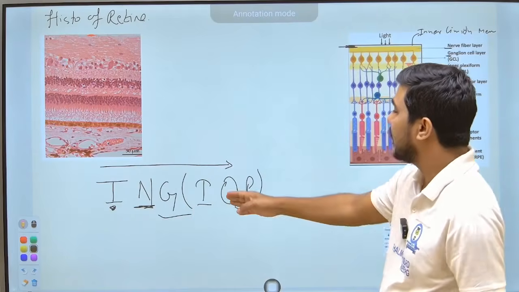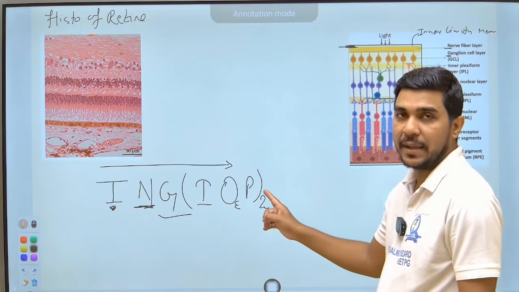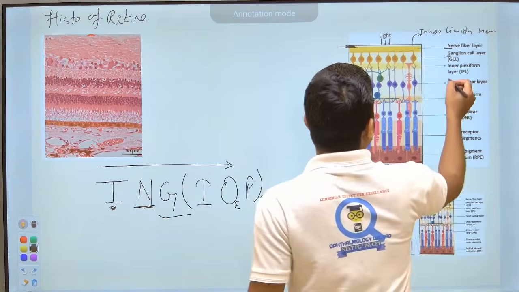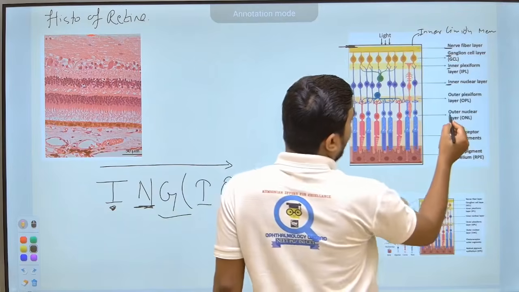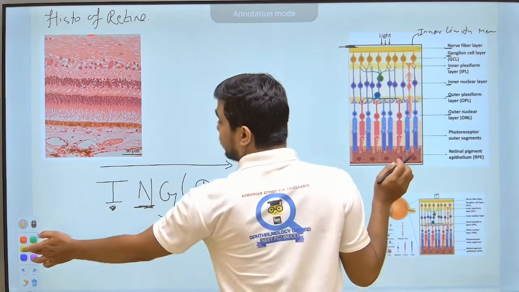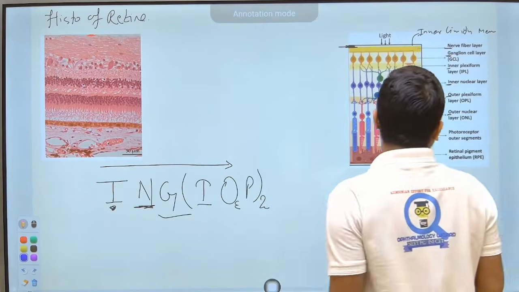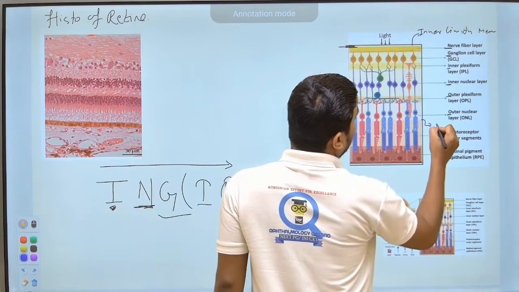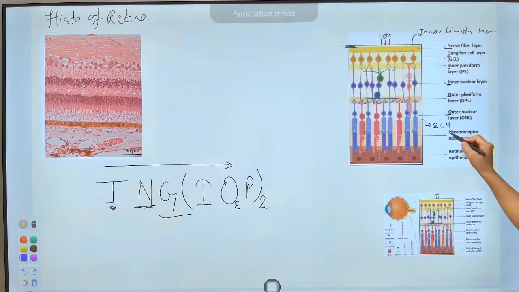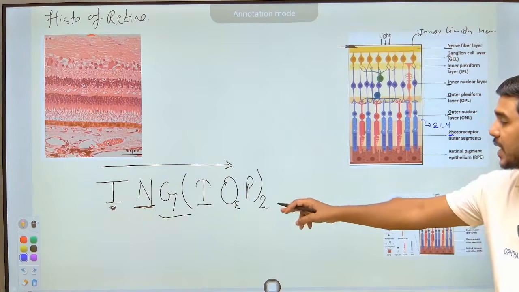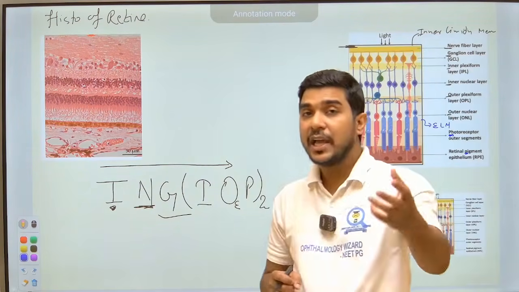Now we have IOP, with a 2 outside the bracket, so I is two times, O is two times, P is two times. I is inner plexiform and inner nuclear layer. O is outer plexiform and outer nuclear layer. After O we have E, so there will be the external limiting membrane. After that, P is photoreceptor, and the second P is the pigment epithelium. So this way you can remember the mnemonic for the layers of the retina.